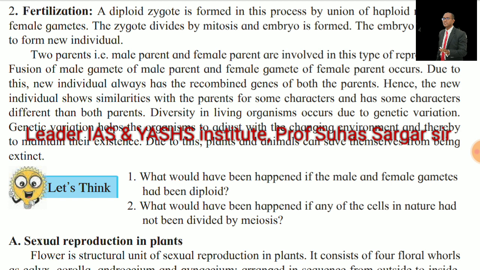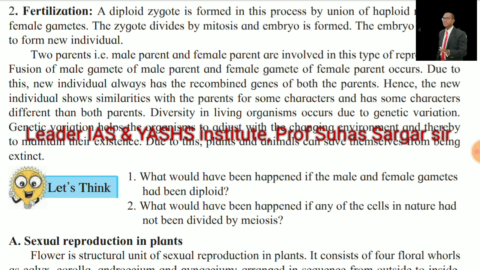Due to this, the new individual always has a recombinant gene of both the parents. Hence, the new individual shows similarities with the parents for some characters and has some characters different from both parents. Diversity in living organisms occurs due to genetic variation. Genetic variation helps the organism adjust to the changing environment and thereby maintain their existence. Due to this, the plants and animals can save themselves from becoming extinct.